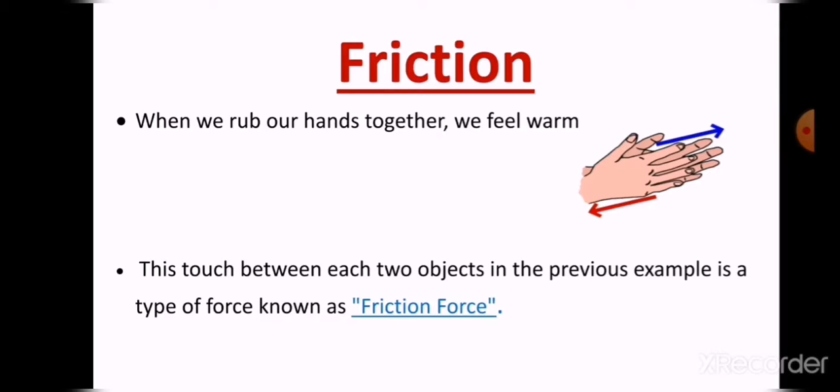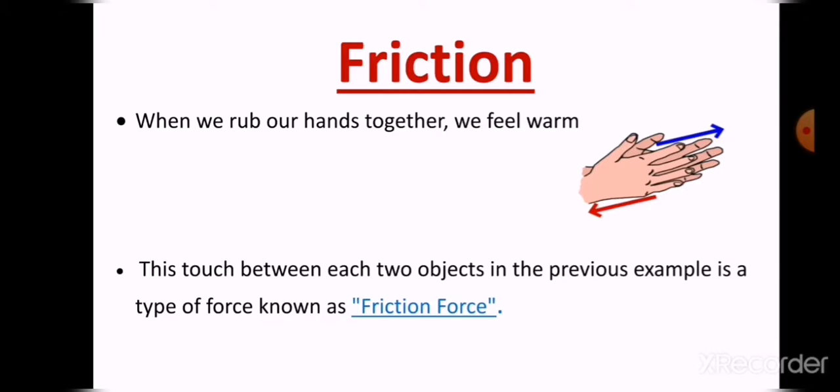This touch is called friction. Like when you slide down on a slide, there will be a contact between your body and the slide. This touch is called friction. And when a car moves on a road, there will be a touch between the car tires and the road. So this touch is called friction. And like when you rub your hands together, like in this picture, you feel warm.